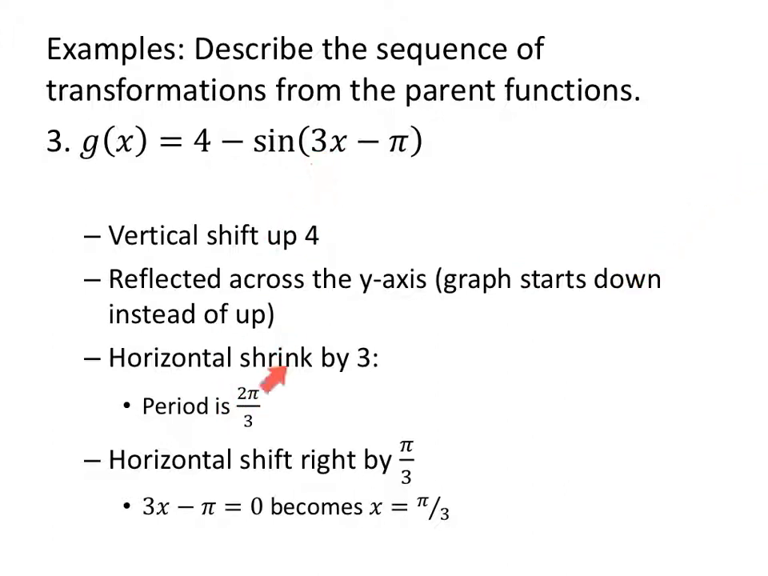3x, multiplying by 3, is a horizontal shrink by 3, so my period is 2 pi over 3. 3x minus pi, my horizontal shift: add pi, divide by 3, and I get a shift to the right by pi over 3 units.